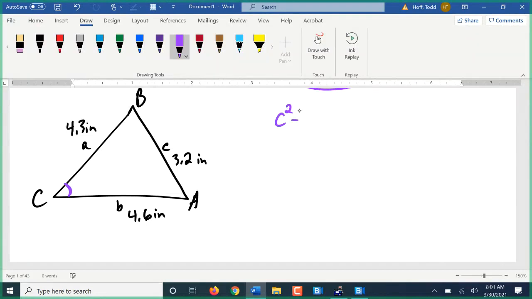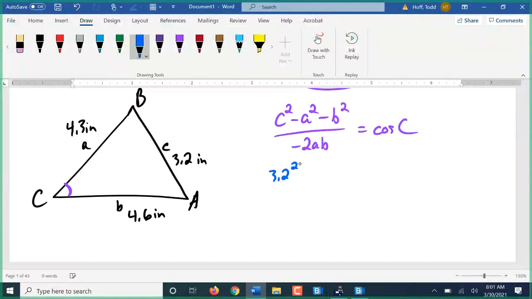C squared minus A squared minus B squared over negative 2 times A times B equals the cosine of angle C. That's just our law of cosines rearranged, solve for the cosine. So we got C is 3.2, that'll be squared, minus A of 4.3, that'll be squared, minus B of 4.6, that will also be squared, over a negative 2 times A of 4.3 times B of 4.6 equals cosine of C.